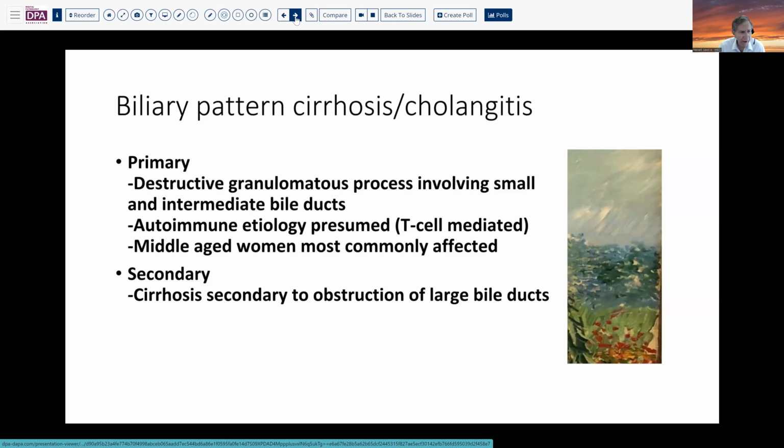A secondary pattern of biliary cirrhosis, however, is thought due to obstruction of large bile ducts with potentially either ascending cholangitis or intermittent obstruction leading to that pattern. So in our patient, the liver failure was severe enough that the patient actually came to transplant. And at transplant, there were a number of unusual features that were disclosed.